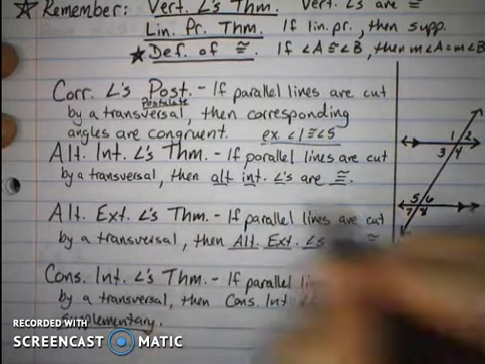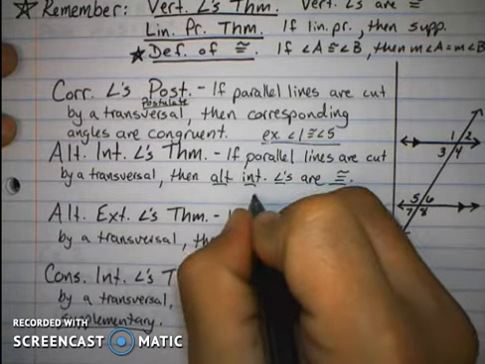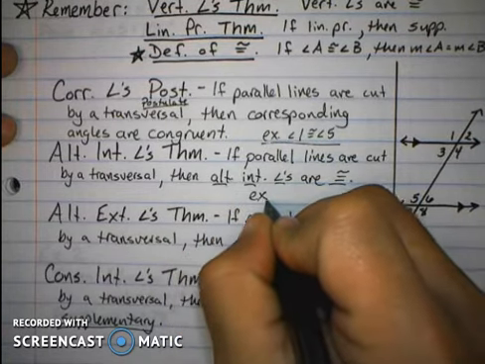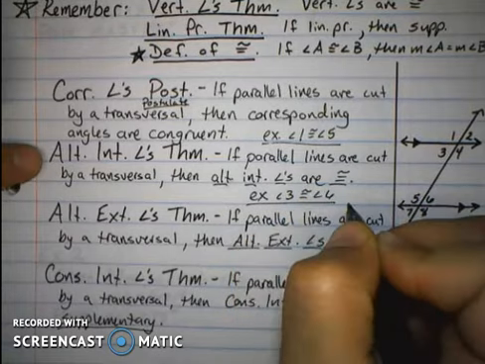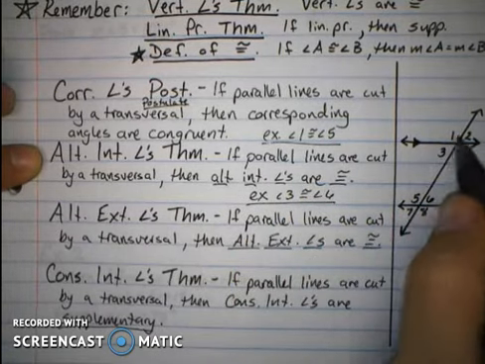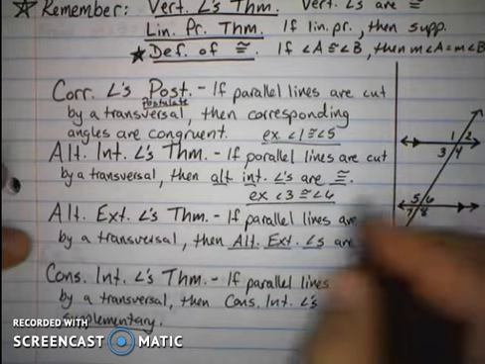Alternate interior angles would be like 3 and 6. So here's your example that angle 3 would be congruent to angle 6 because of that reason. Alternate exterior angles would be like 2 and 7.